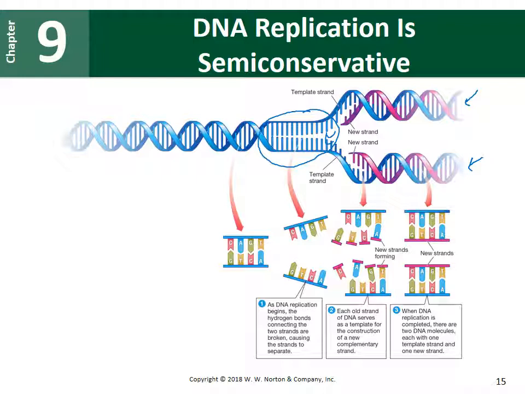This DNA replication is used right before mitosis. It's used before meiosis. So basically, anytime the cell is going to go through cell division, that DNA has to be replicated first so it can be passed on to those new cells.